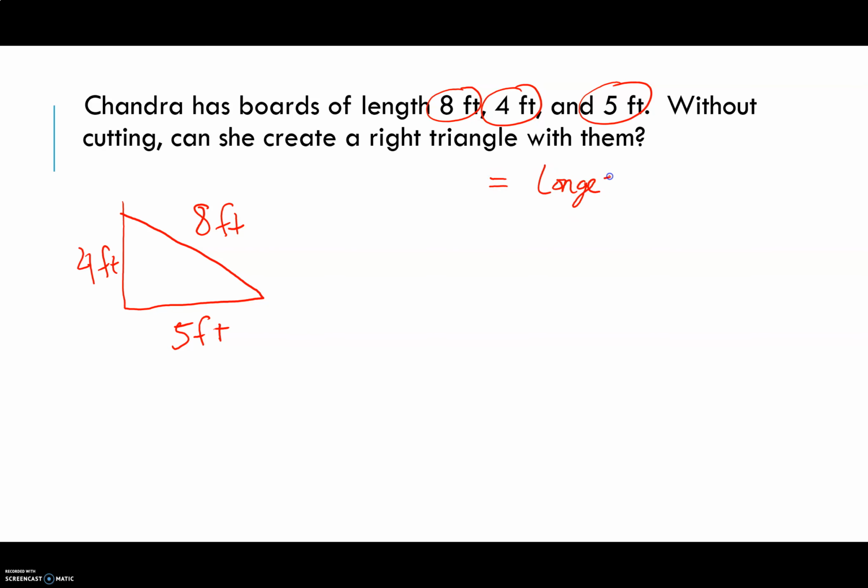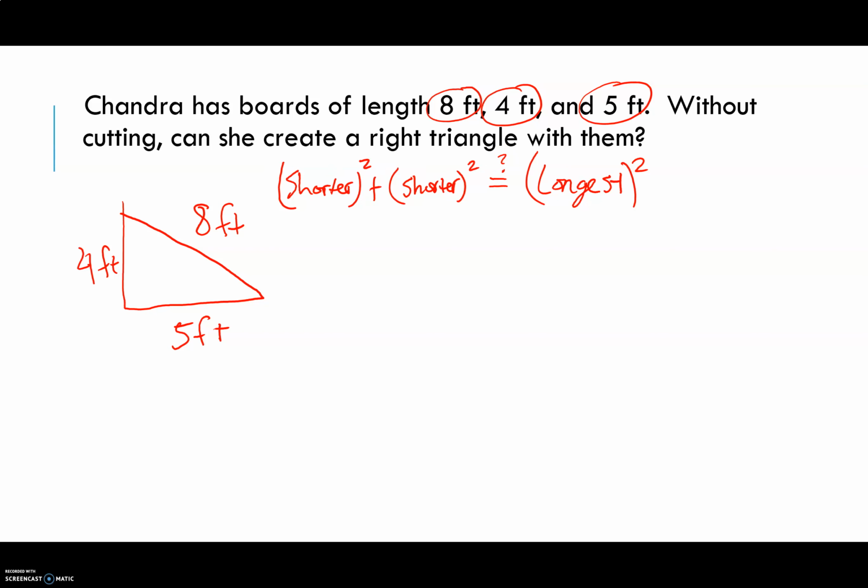You're always putting the longest side by itself, acting like it's the hypotenuse, and then you're doing the 2 shorter sides not by themselves, but together. So you're doing the shorter side squared plus the other shorter side squared to see if it equals the longest side squared. And here we're doing a question mark. We don't know if it's going to work out.